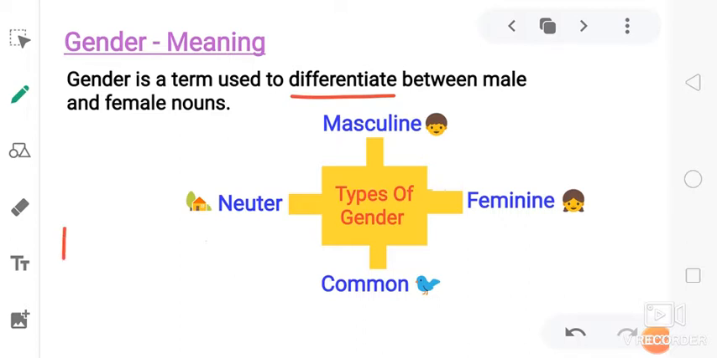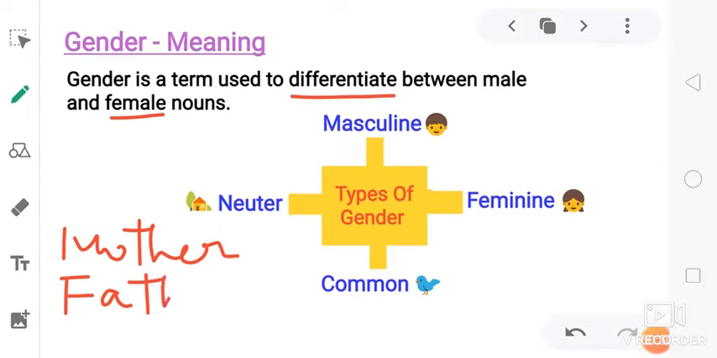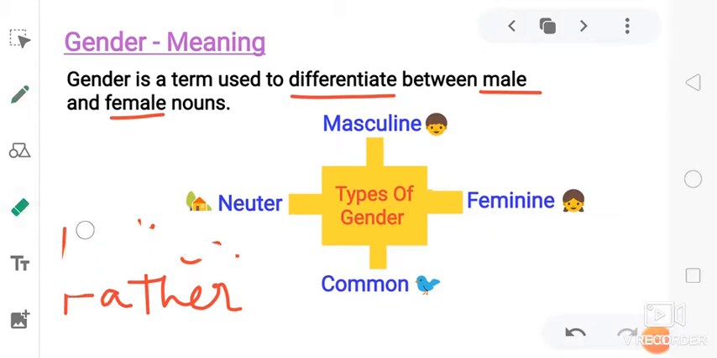If I write mother, from the word we can identify we are talking about a female person. And when I write father, from the word we can identify we are talking about a male person. That is known as gender.